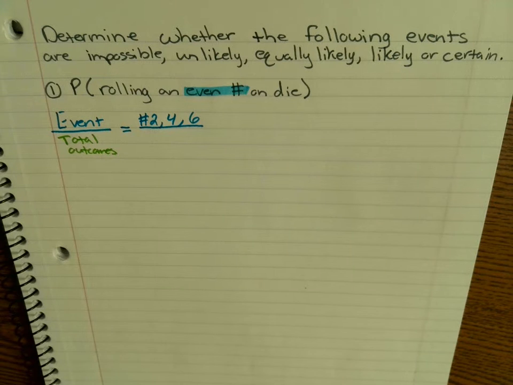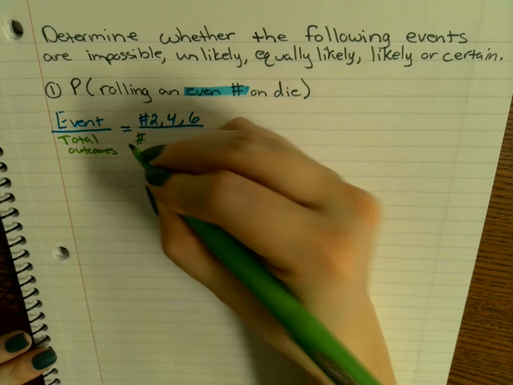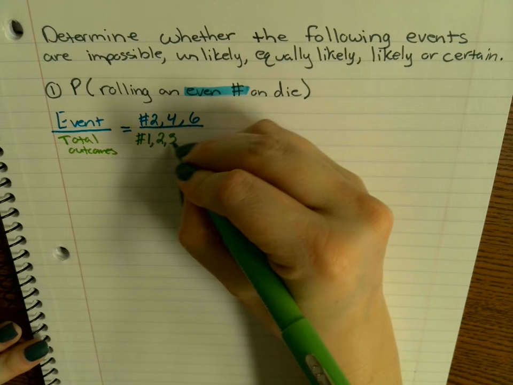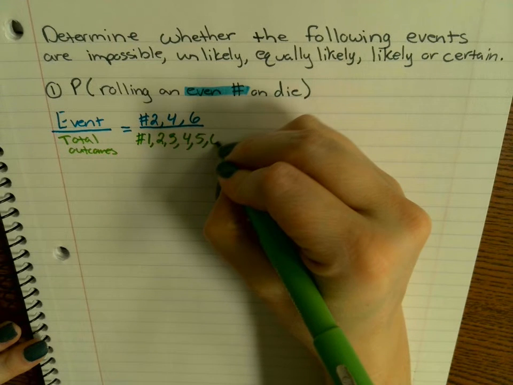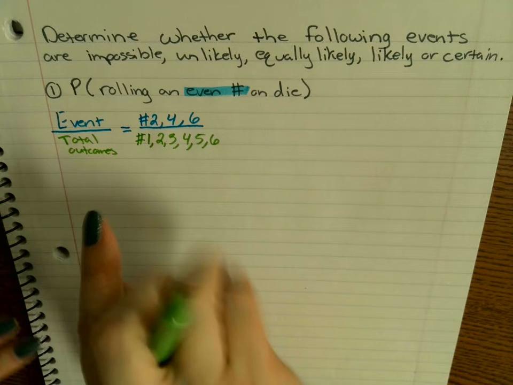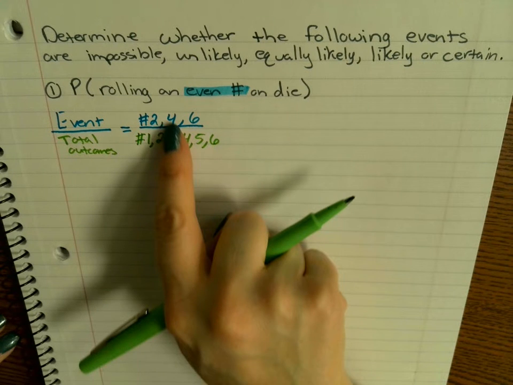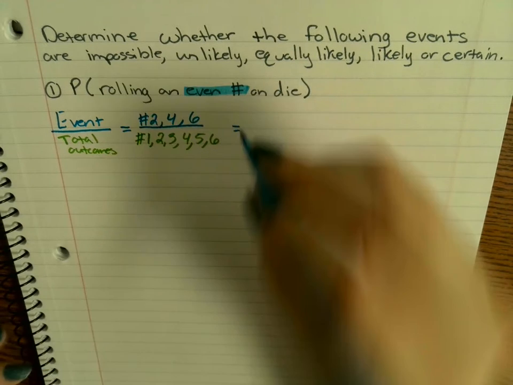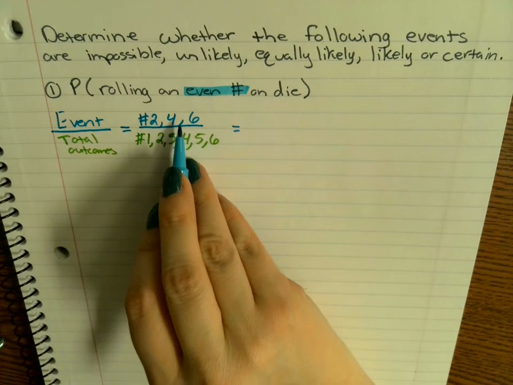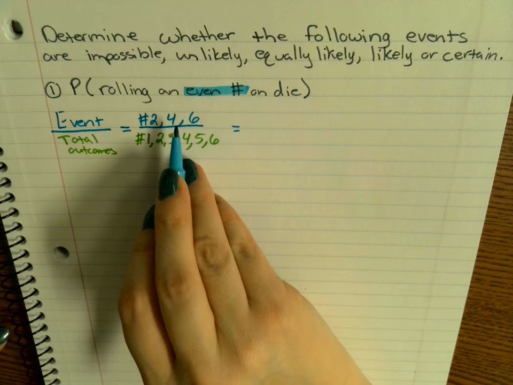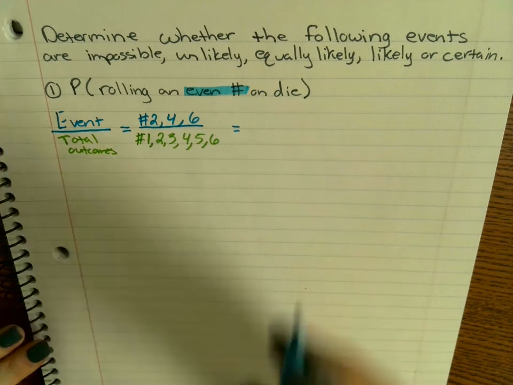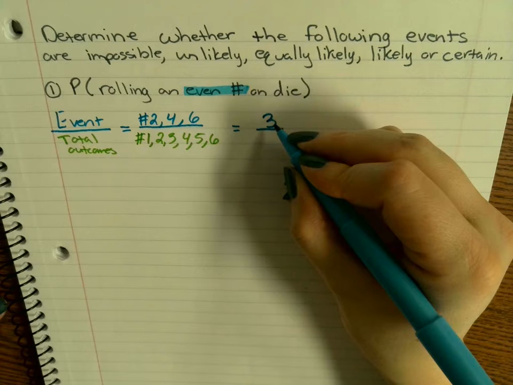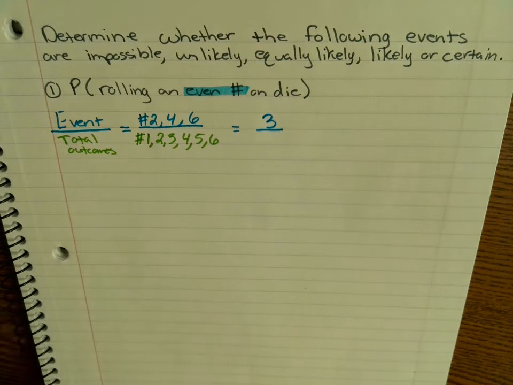So for my total outcomes, I'm just going to list out what my outcomes are. I could land on a 1, a 2, a 3, a 4, a 5, or a 6. This is not something you have to do; this is just me showing you where we get our values from. To get an even number, there are 3 ways. So the probability of getting an even number is 3 out of, how many total numbers do I have? 6. 3 out of 6.